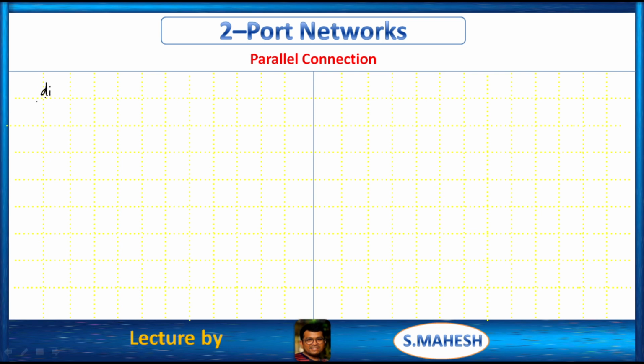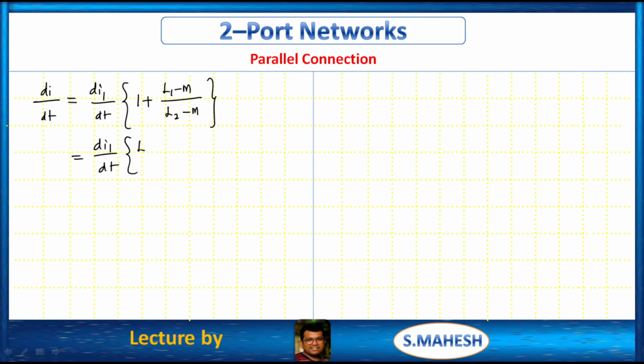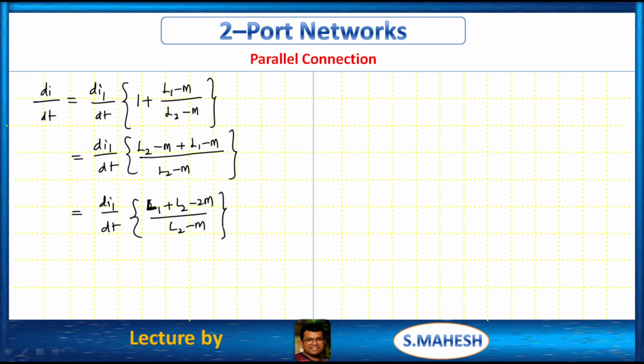Therefore di by dt, which is equal to di1 by dt, what we have? 1 plus L1 minus M by L2 minus M, right? So from this, which is equal to what? di1 by dt, we are having L2 minus M plus L1 minus M by L2 minus M. So what we are having? di1 by dt, which is equal to L1 plus L2 minus 2M by L2 minus M, right?